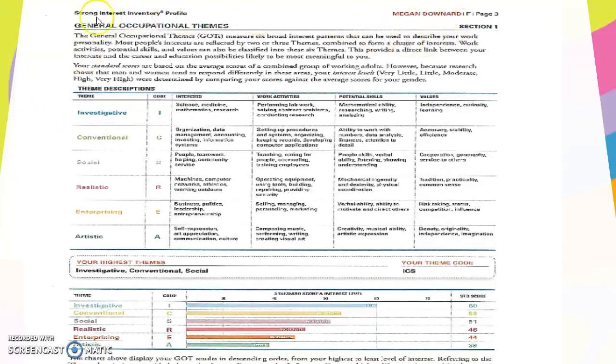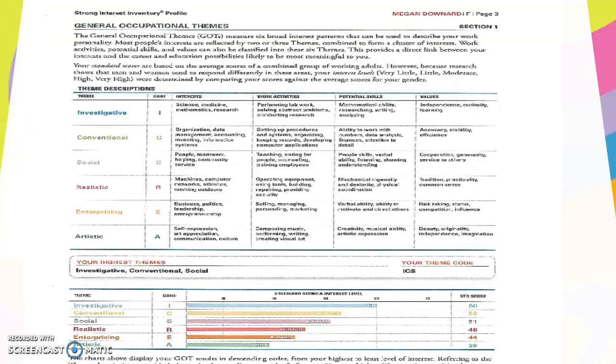The first section will demonstrate the general occupation themes, also known as GOT. The GOTs are the 6 possible categories of the Strong Holland. Everyone will receive 6 categories. However, your report might have a different order for the categories, and that is based on your scoring.